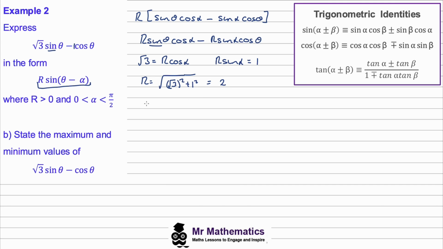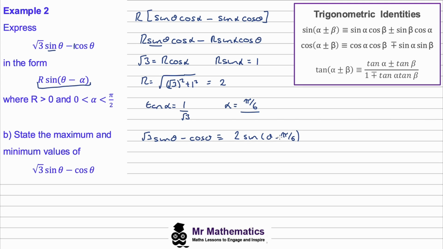And then to work out alpha, this will be sine alpha, which is 1, over the cos of alpha, which is root 3. We'll take the arctan of both sides, so alpha is pi over 6. So root 3 sine theta minus cos theta is identical to 2 sine theta minus pi over 6.